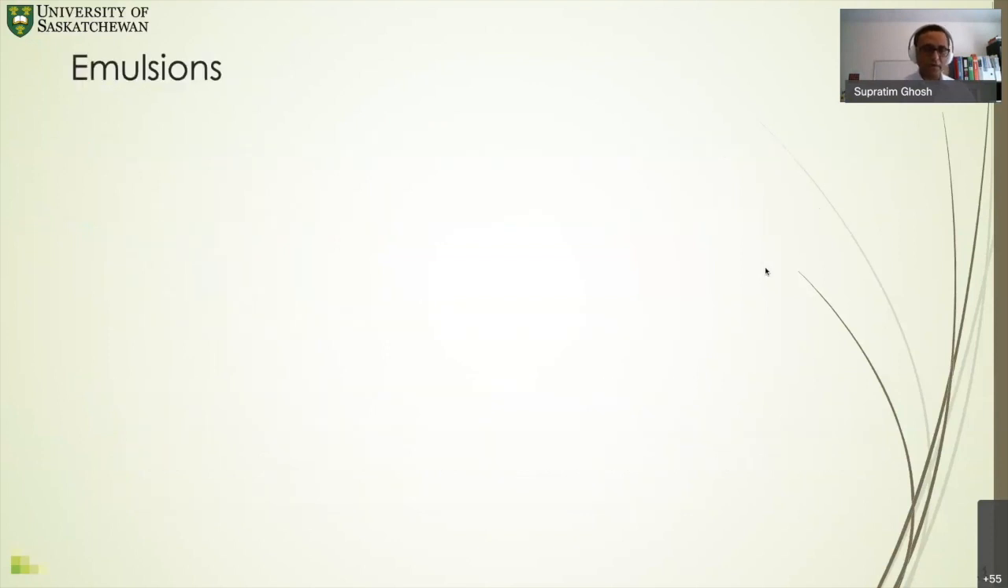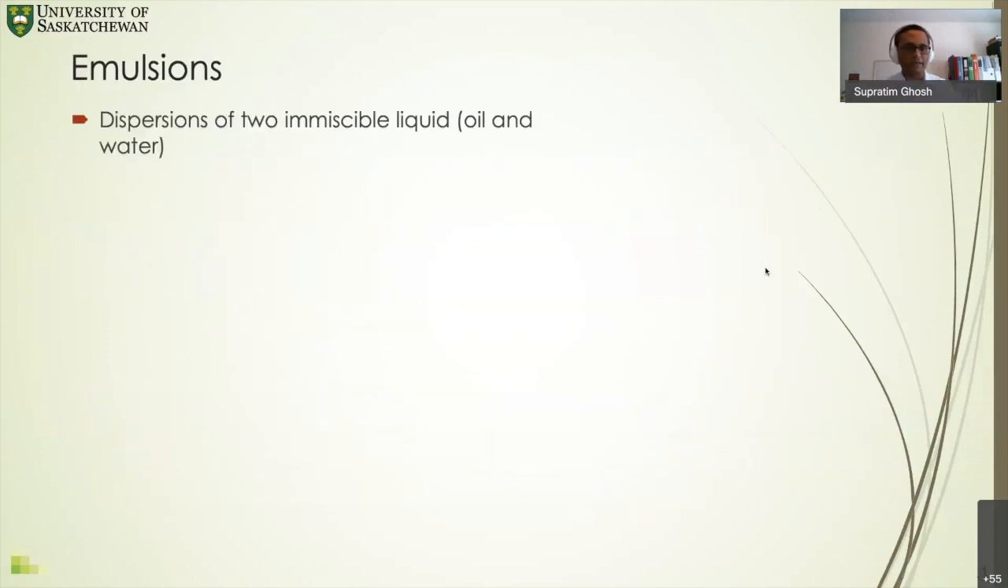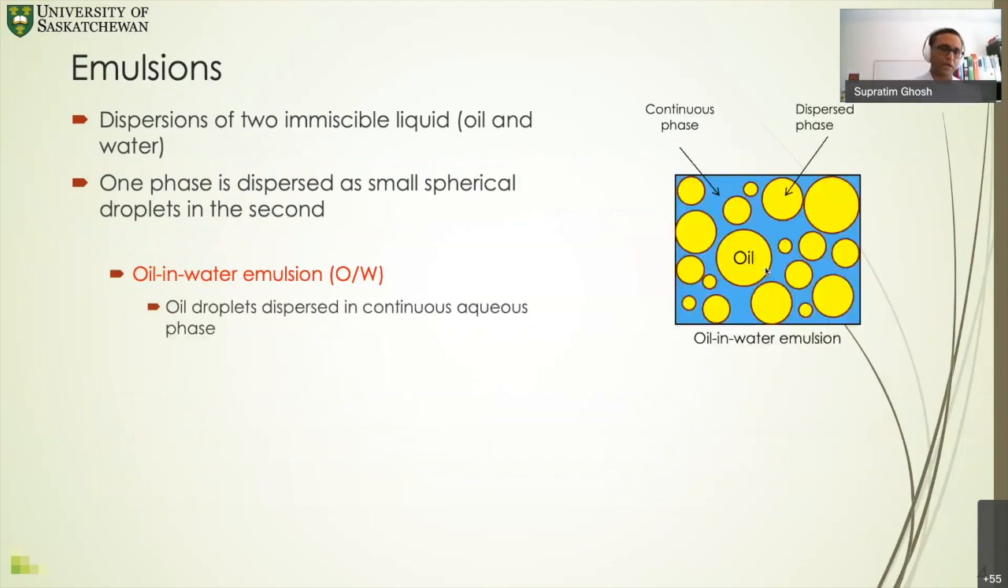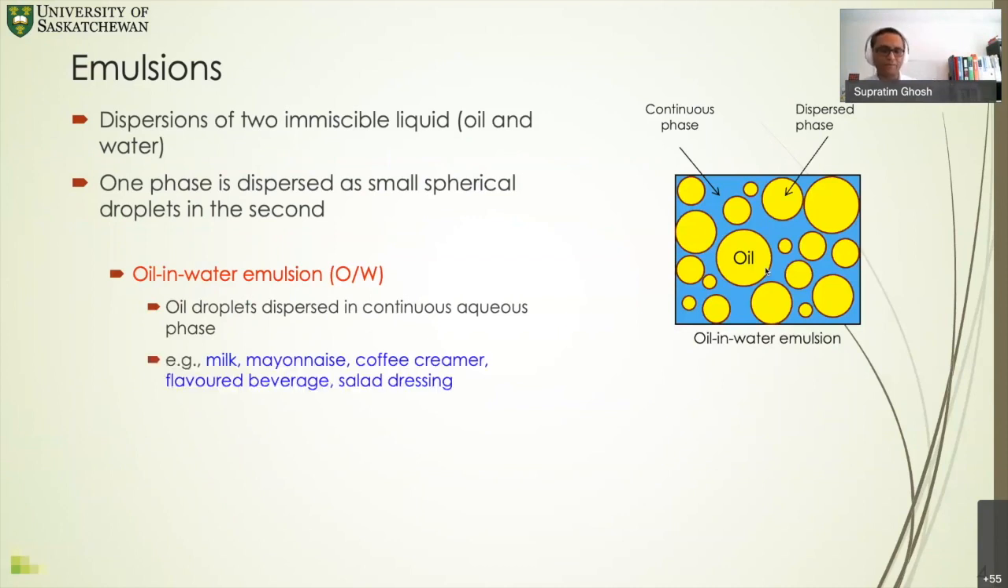To start with emulsions, as we all know, these are dispersions of 2 immiscible liquids, oil and water, where one phase is dispersed as small spherical droplets in the second. In an oil in water emulsion, oil droplets are the dispersed phase, dispersed in the continuous phase. Many foods in our daily life, milk, mayonnaise, coffee creamer, flavored beverages, salad dressing, and you name it, are mostly made of oil in water emulsion.